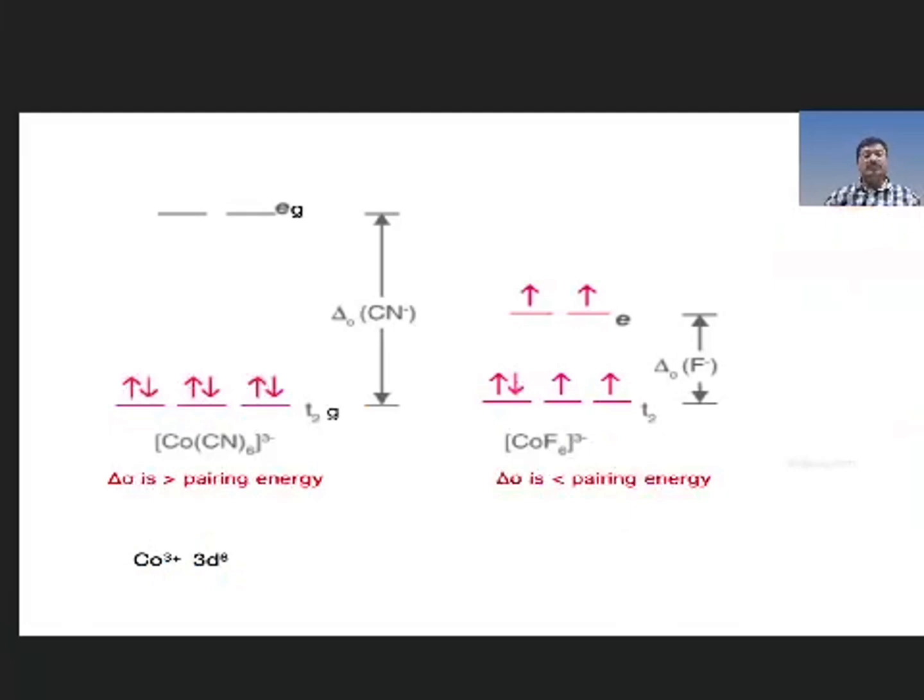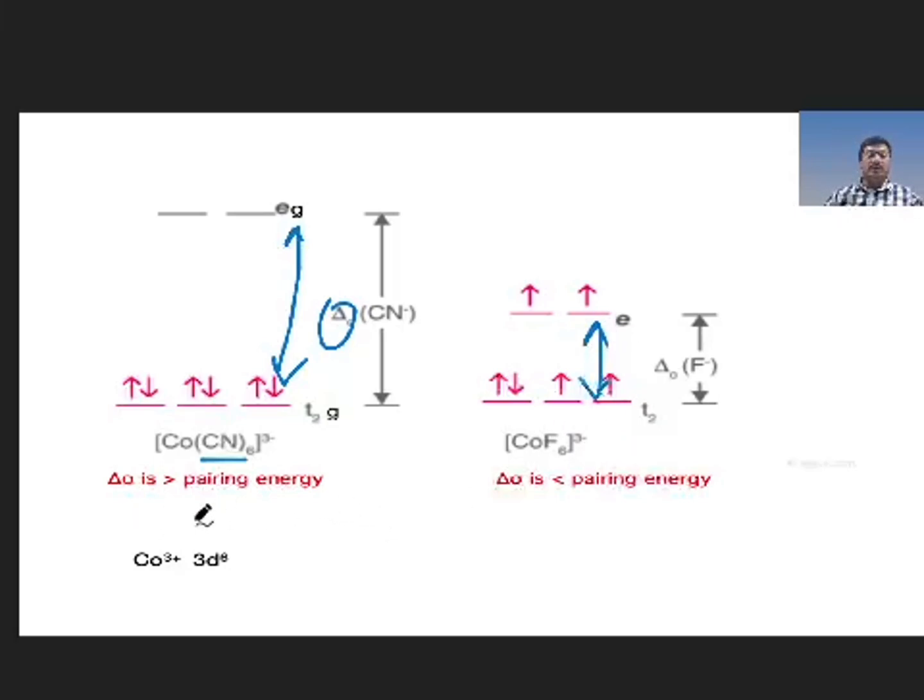And let us come to one example. Let us take the [Co(CN)6] and [CoF6]. So cobalt when attached to cyanide and cobalt when attached to fluoride. We already know that fluoride is a weak field ligand and cyanide is a strong field ligand. So fluoride can split the d orbitals into lesser energy, and cyanide will split the d orbitals into higher energy. That means in the case of the cyanide, the delta value is more. In case of the fluoride, the delta value is less.